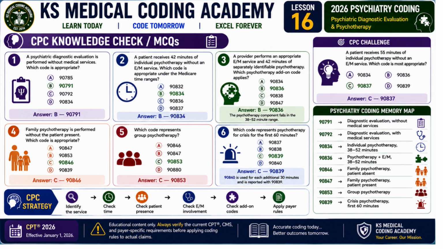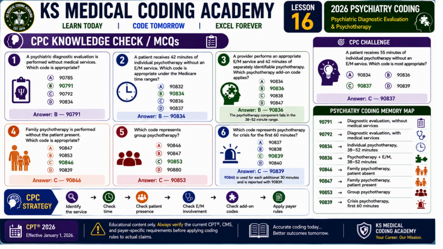Question 3. A provider performs an appropriate E/M service along with 42 minutes of separately identifiable psychotherapy. Which psychotherapy add-on code applies? The answer is 90836. Remember, 90836 is reported with an appropriate E/M service when the requirements are met. Question 4. Family psychotherapy is performed without the patient present. The correct answer is 90846. If the patient is present, remember 90847.